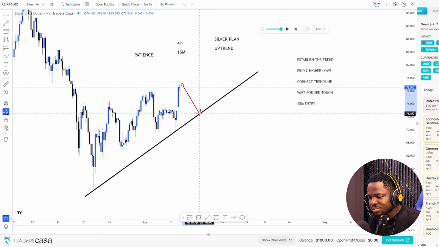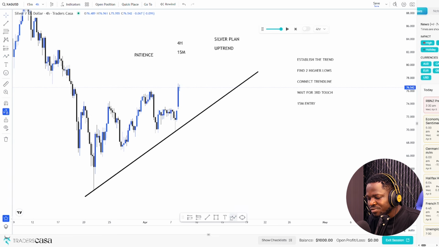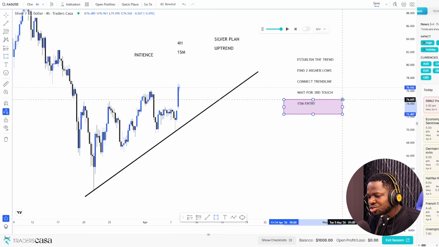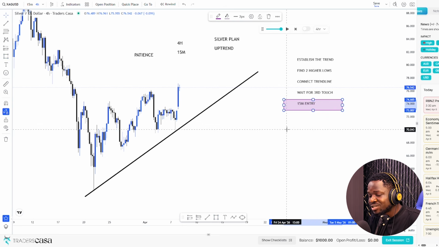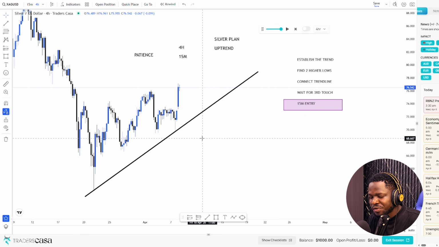Then the last step on the list is 15-minute time frame for our entry. I love to use 15-minute time frame to execute this trend line trading system. If I'm using 4 hours time frame to establish my directional bias, 15-minute time frame is going to be my entry time frame. Let's get down to a 15-minute time frame to execute this trade.